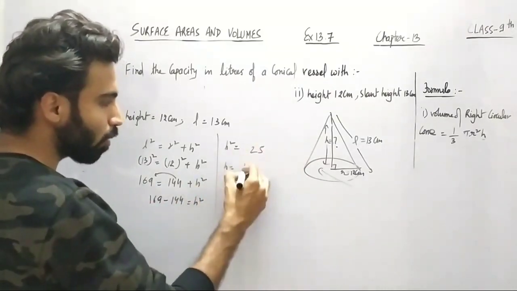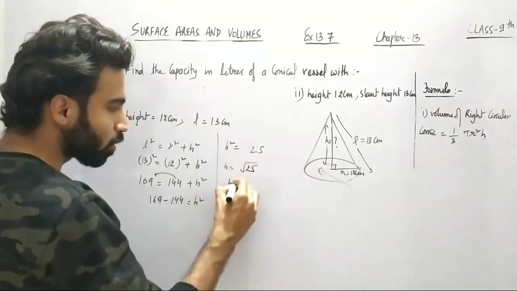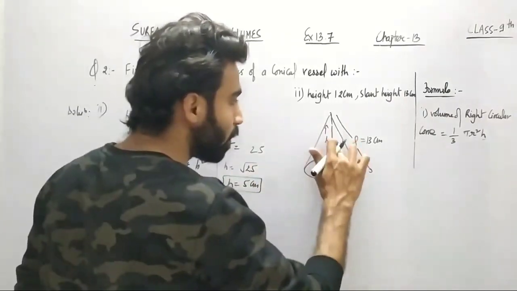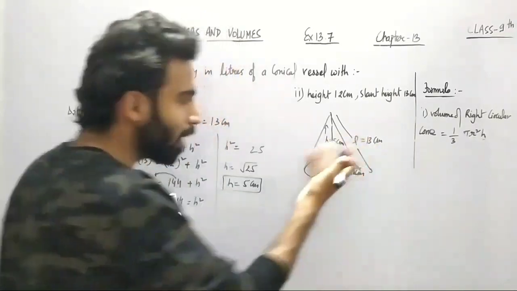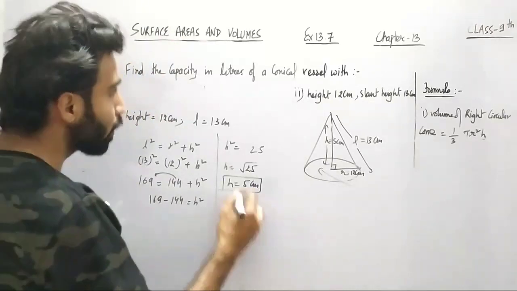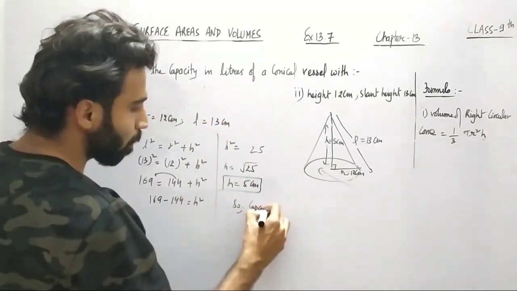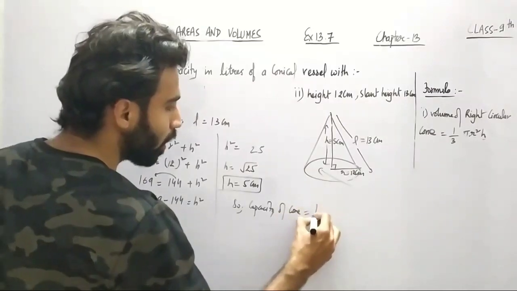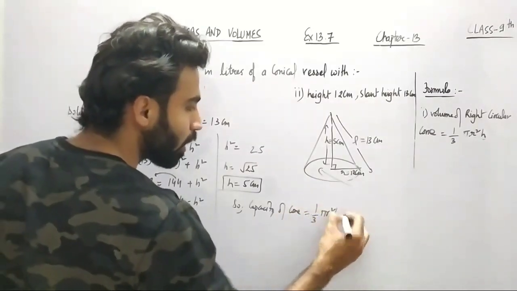यहाँ से square हटाऊंगा, so that will be square root. 25 का square root क्या था? 5. So that will be the height here, 5 centimeters. हमें height पता है, radius पता है. Now we can calculate the volume, or you can say the capacity. So the capacity of cone is 1 upon 3 pi r square h.